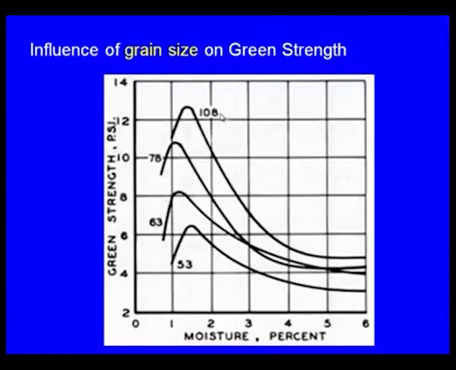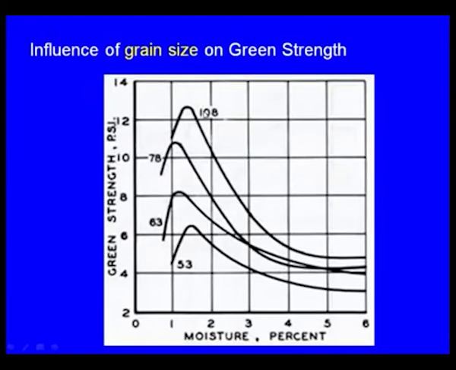What is this grain fineness number? I have already told you. If the grain fineness number is high, it indicates a finer sand. You can see here, this is the sand whose grain fineness number is 53, which means this is the coarser sand. This is 63, somewhat finer sand, and here the grain fineness number is 78. This is still finer, and 108 is even finer.